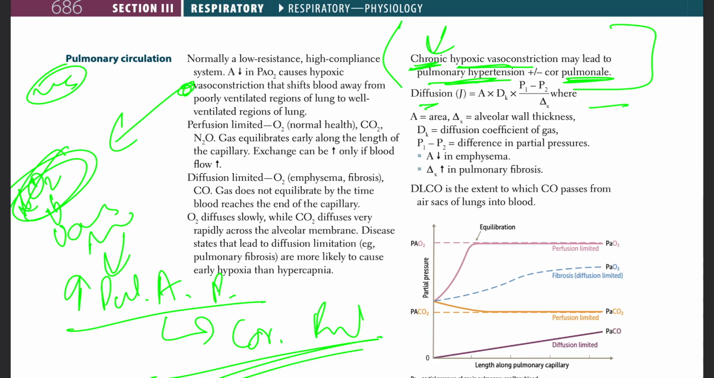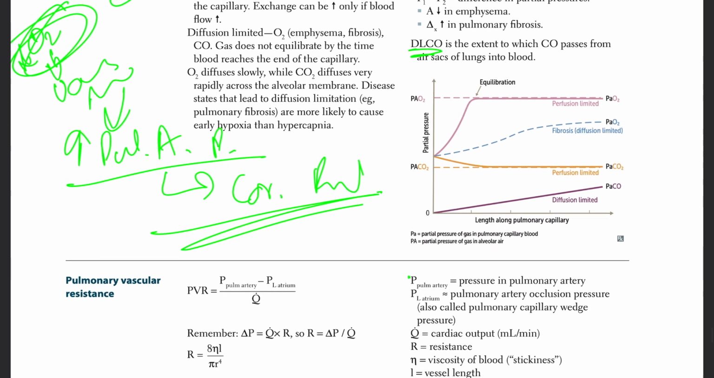Diffusion, if you want to read it, you could, but DLCO is important. What is DLCO? It is the diffusion capacity of carbon monoxide. This measures the ability of the lung to transfer gas to the RBCs. Again, what is DLCO? It is the extent to which CO passes from the air sacs into the blood. So here's the air sac, here is the septum, and here's the blood. So this is DLCO.